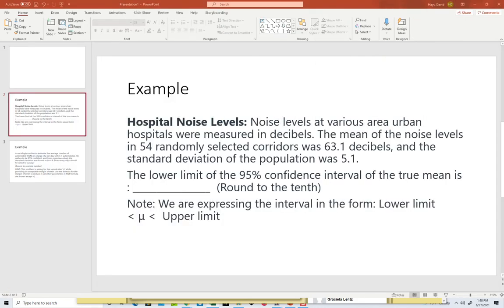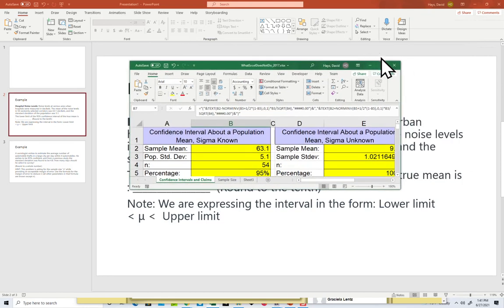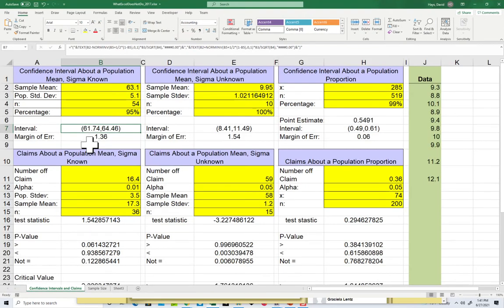This one says the lower limit. Some problems may ask you for the upper limit. Since this one's asking for the lower limit, then our answer is going to be 61.74, or if it's rounding to one decimal place, it'd be 61.7. But that's how you'd use a spreadsheet for the confidence intervals. And again, you focus on this piece right here.